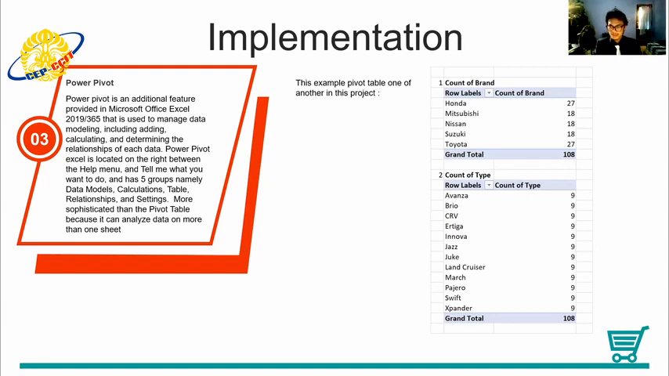For example, on the right of this screen, like count of brand. You want to know how many brands or types there are for a car in the existing. I mean the original, there is 27, and the grand total for all the cars is 108. Something like that.